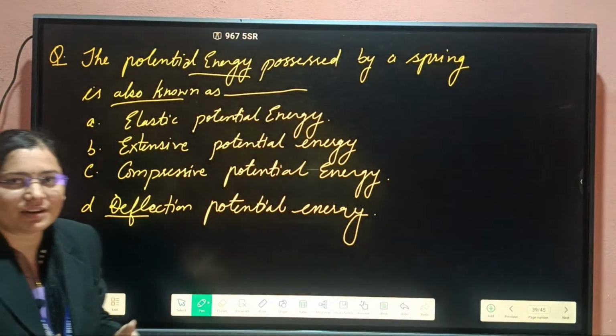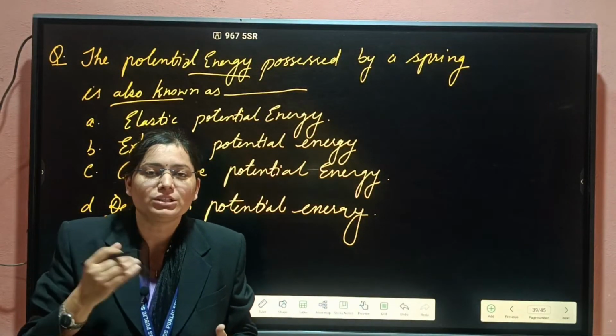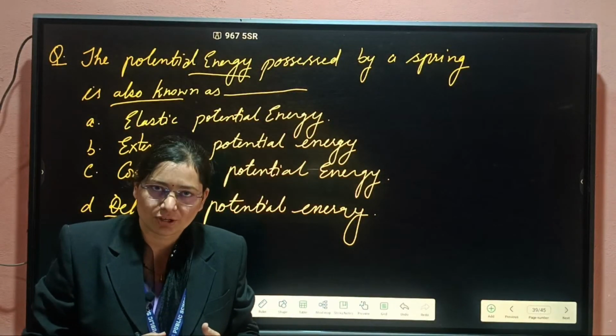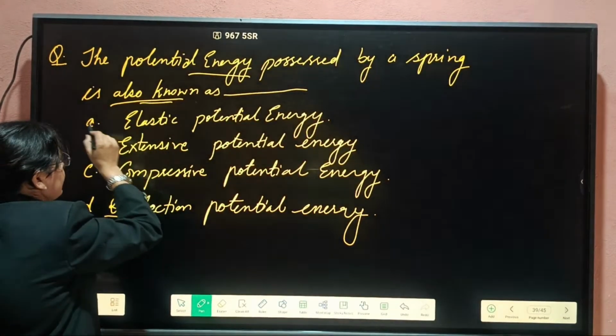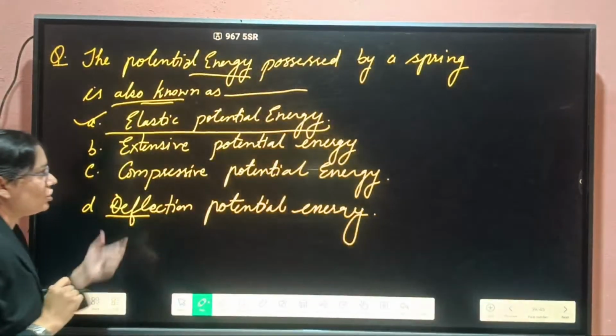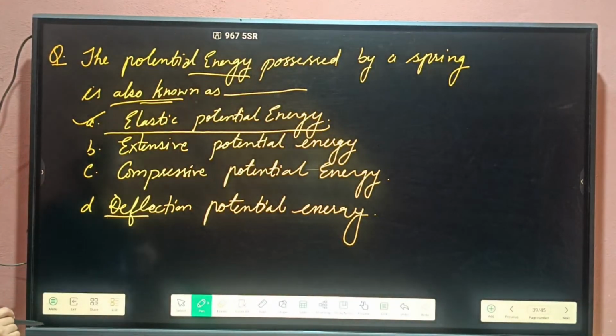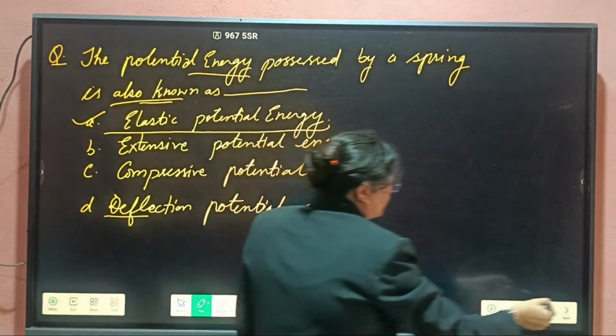I told you beta different form of the energy having in two form, kinetic और potential. तो spring जो energy रखता है that is always potential energy. So this one possessed by the spring is also known as the elastic potential energy. This one is our right option. Okay, not your extensive, compressive and deflection. So it will be elastic potential energy. This one will be right option.